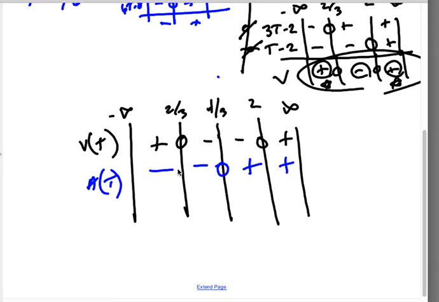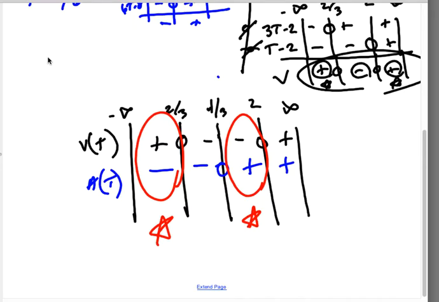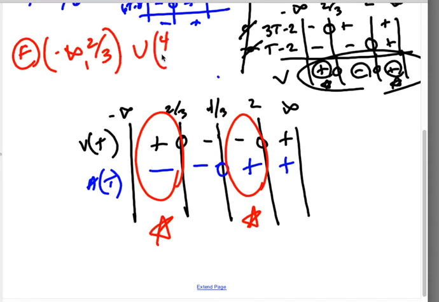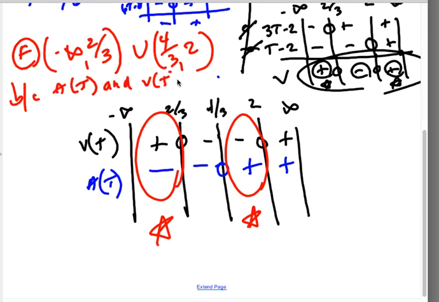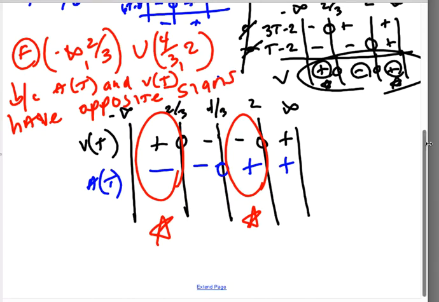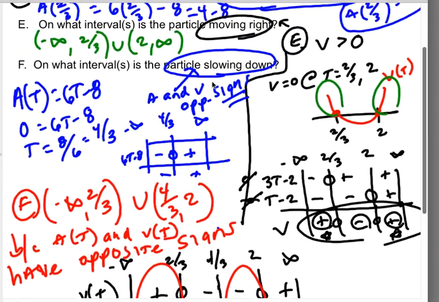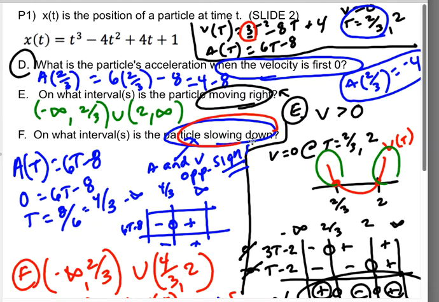Since I'm looking for the window where they have opposite signs, these are my two windows. So my answer to F is negative infinity to 2/3, parentheses, and 4/3 to 2, because A of t and V of t have opposite signs. And I need to say that. I need to say that they have opposite signs. That's important. You're not going to get full credit for this question without communicating that that's the mental leap you had to make when you read this phrase, okay?